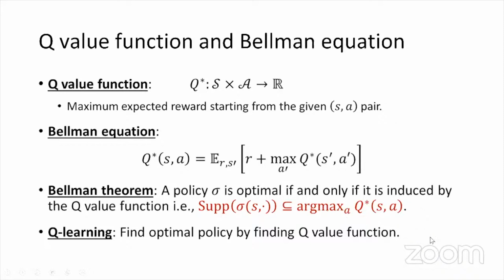Okay. And Q learning is basically trying to iteratively solve the Bellman equation, because if we solve the Bellman equation, then we can find the optimal policy using this Bellman theorem. And Bellman theorem also guarantees us that there exists a unique Q star value function which satisfies the Bellman equation. So Q learning is just finding the optimal policy by finding the optimal Q value function, by trying to solve this fixed point equation. Okay.